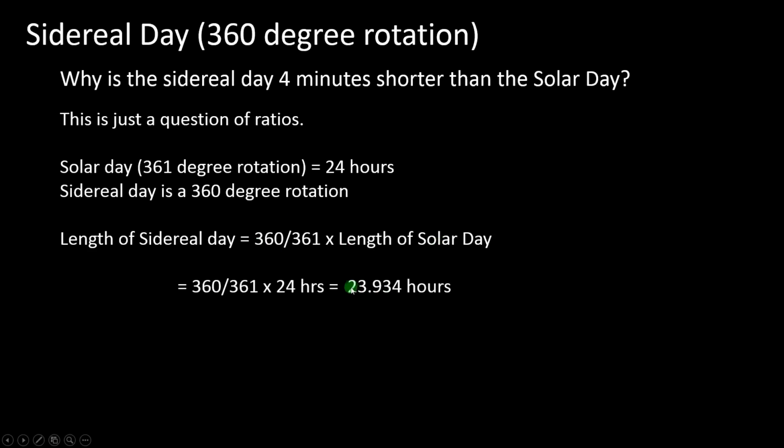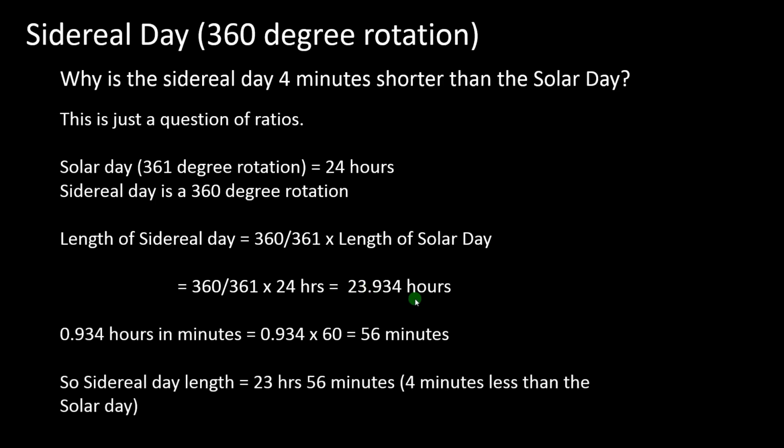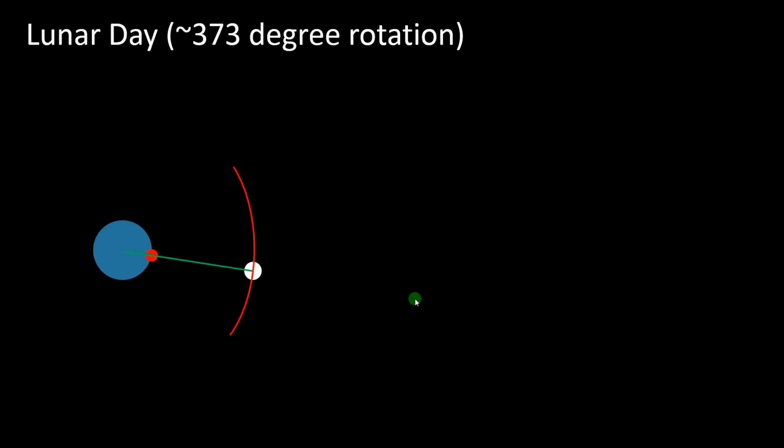When you do the calculation, that gives you a sidereal day length of 23.934 hours. 0.934 hours in minutes is about 56 minutes, so that's the length of the sidereal day: 23 hours, 56 minutes, 4 minutes less than the solar day. If you really want to bang your head against the table with this, you can go and look at the Wikipedia page where they discuss the 4 or 5 different versions of the sidereal day, depending on how really picky you want to be. So, bear in mind, this is still just a slight approximation, but it gives us the correct idea.